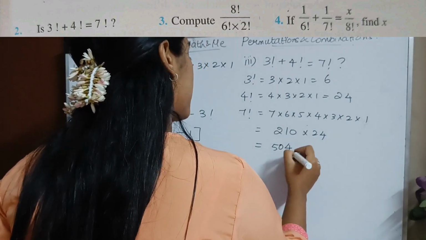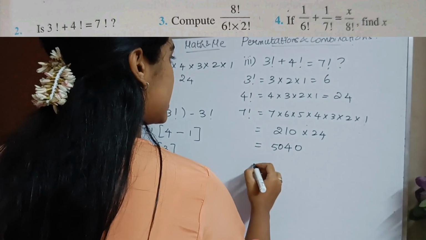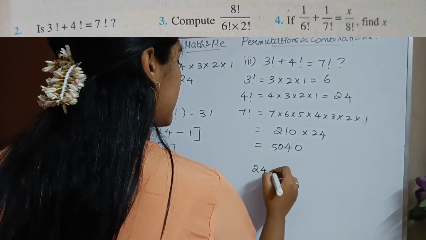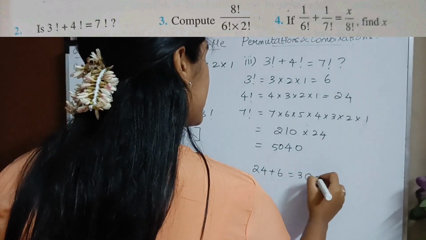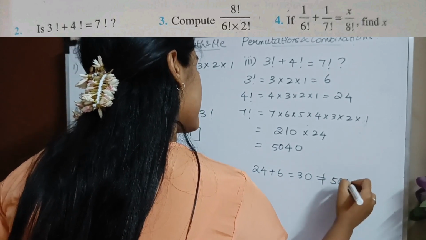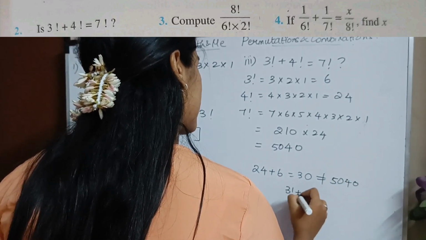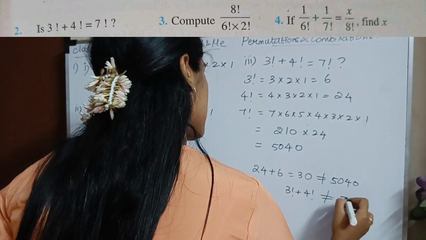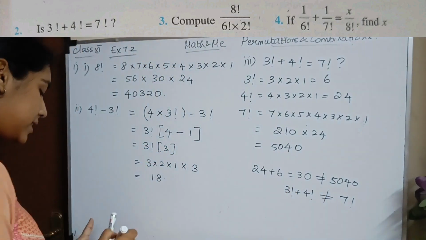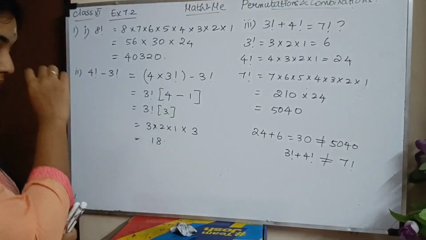5040. So you see that 3 factorial plus 4 factorial, which is 24 plus 6, which is 30, is not equal to 5040. So 3 factorial plus 4 factorial is not equal to 7 factorial. You cannot take the factorial common and add them. Okay.